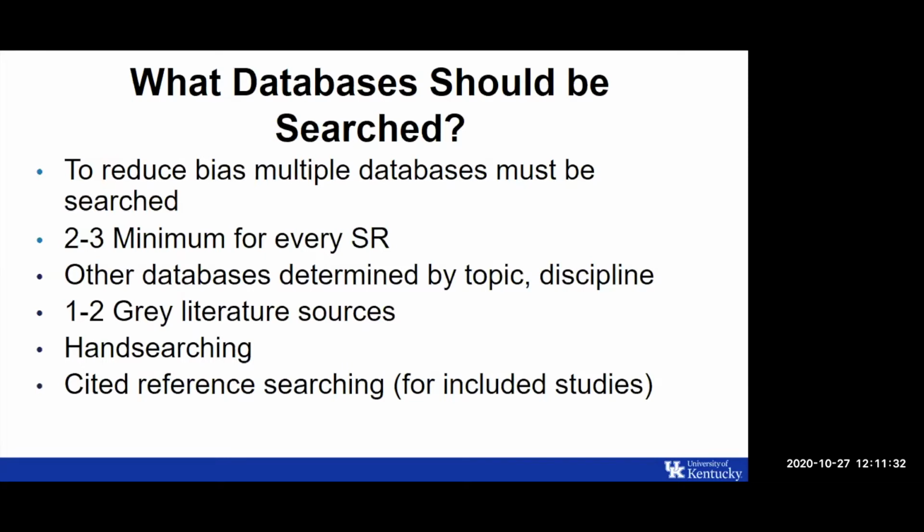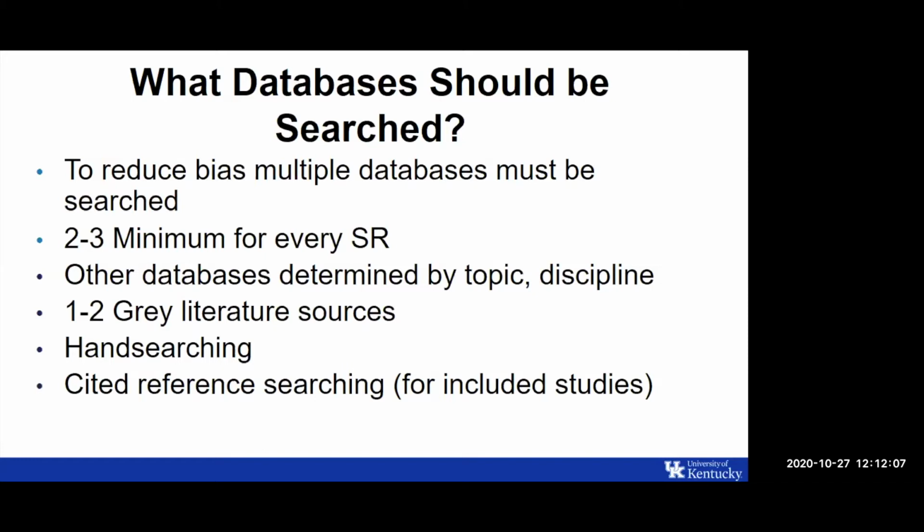So other databases, how do you determine what those are? Well, you take a look at your topic and your discipline. And then 1 to 2 other gray literature sources can typically be searched. Gray literature is things like unpublished studies, clinical trials, conference proceedings. And then you can also hand search or cited reference search. So for the studies that are included, you want to take a look at the references in those articles to make sure that you didn't miss any.